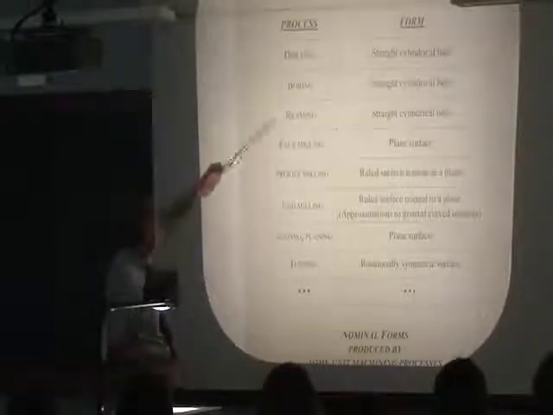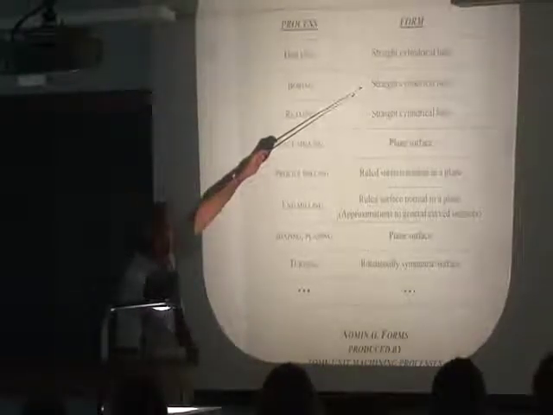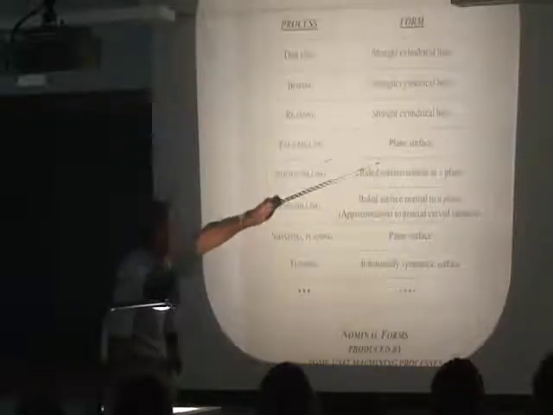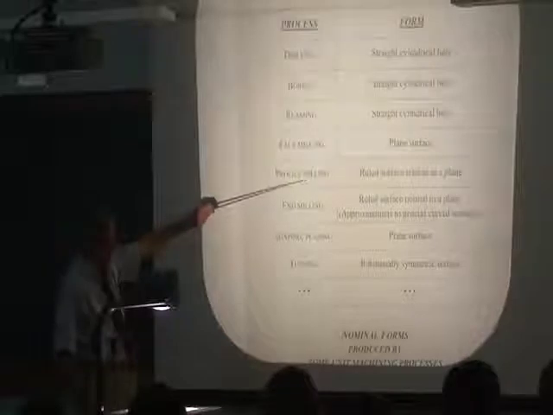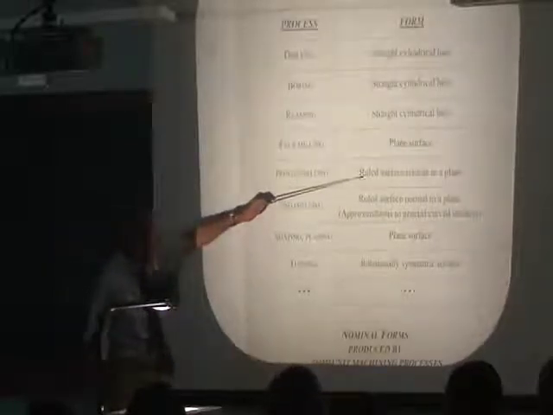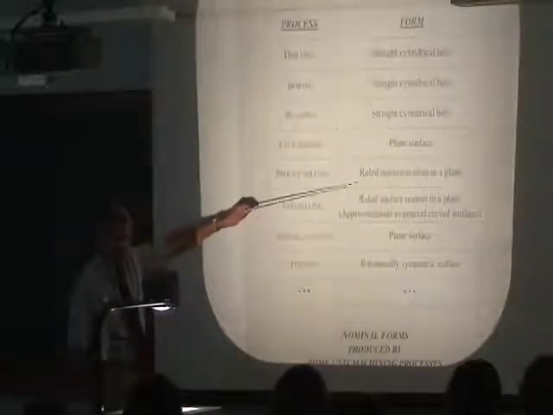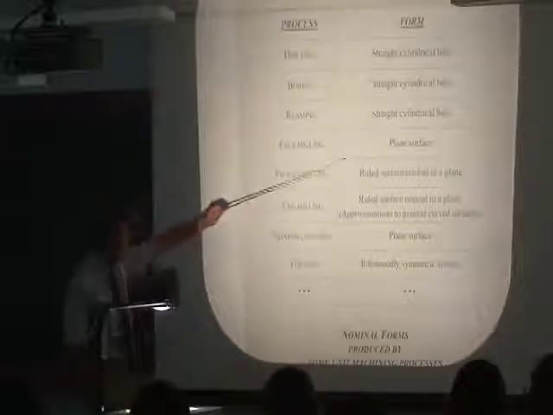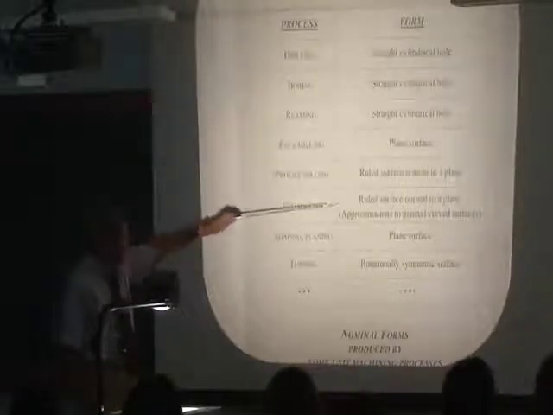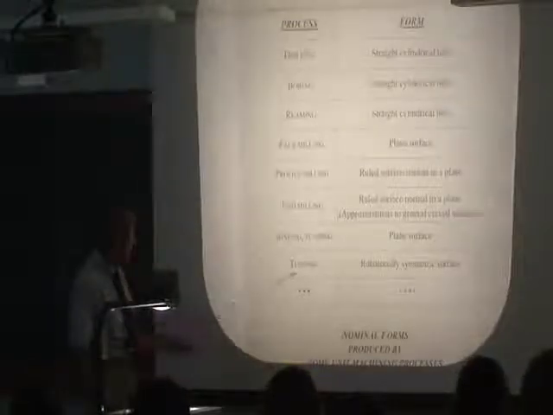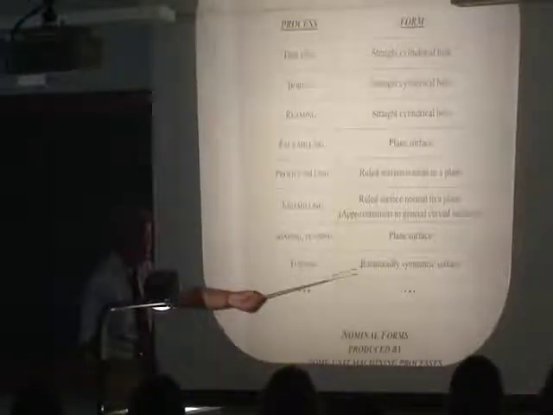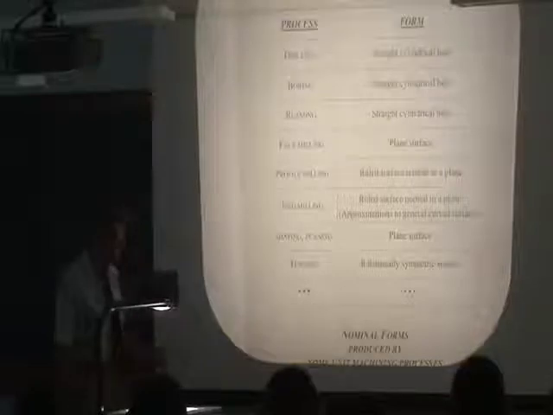Well, with drilling, boring, and reaming, all you can make is straight cylindrical holes. With face milling, you can make plane surfaces. With profile milling, you can make ruled surfaces. These are surfaces which are curved, but they're always normal to a single plane. With end milling, you can do ruled surface and approximations to general surfaces. Turning makes, on a lathe, rotationally symmetric surfaces.